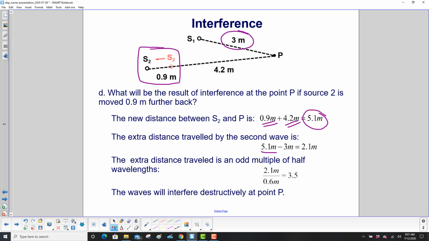We divide that by the wavelength of 0.6 meters, and we get 3.5. The waves will now interfere destructively at point P because the extra distance is an odd multiple of half wavelengths.